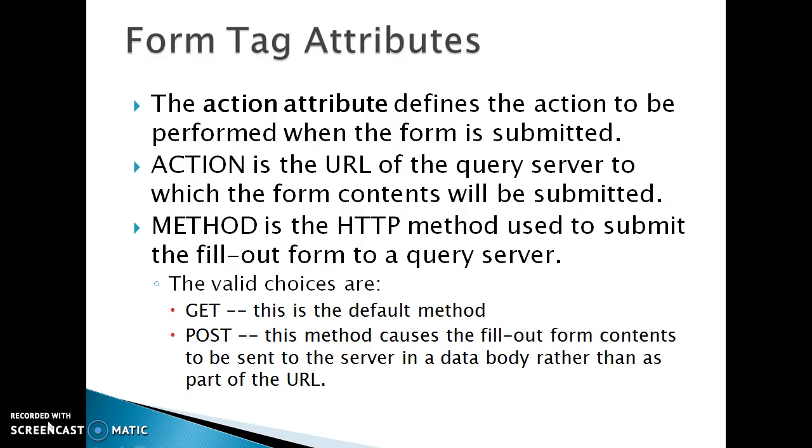Next, method attribute. Method attribute specifies the HTTP method to be used when we submit the data. The method can be get method or post method. If we don't specify the method attribute, the default method type is get method.